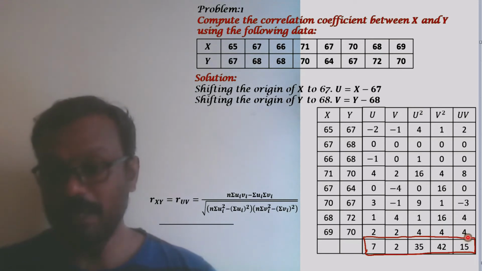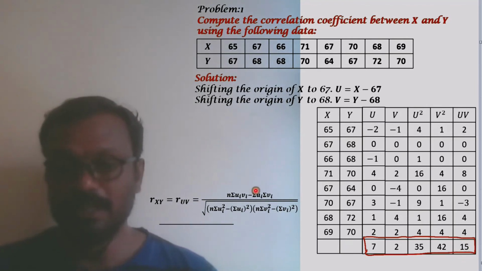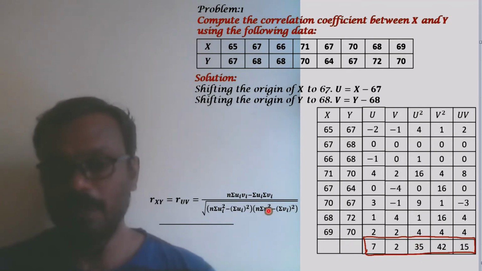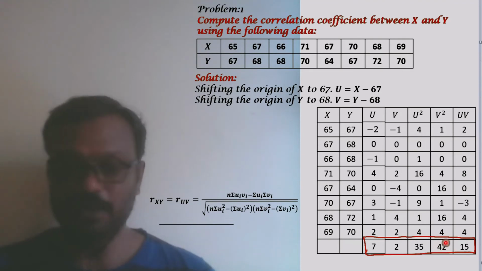Sigma ui vi, that is the sum of the uv column. Take the uv column, the grand total, it is sigma ui vi. Sigma ui, take the u column, the grand total 7, it is sigma ui. Similarly, sigma vi is the grand total of the v column. Sigma u square, the grand total of the u square column. Sigma v square, grand total of the v square column.